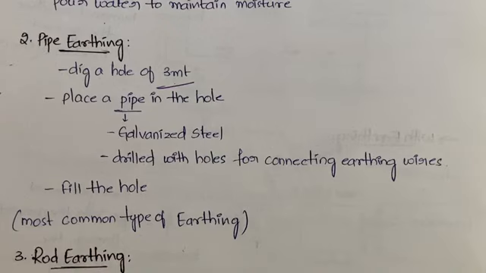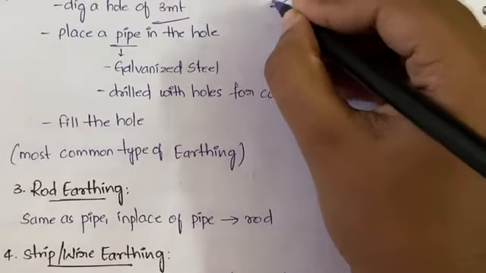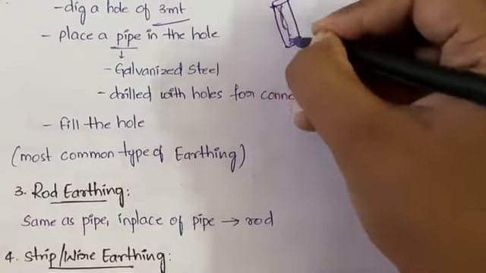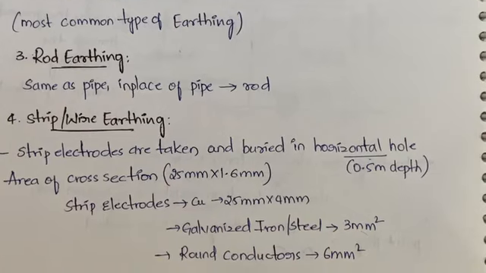In any earthing, first you dig a hole, place the plate or rod or pipe, whatever it is, then connect it to the earthing wire, and then close it off by filling the hole with the charcoal and salt mixture. Next, rod earthing. It is the same as pipe earthing, but instead of a pipe you use a rod. The difference is that a pipe is hollow, while a rod is full, like an iron rod. A rod has no empty space, and a pipe has empty space in between. That's all, a small difference.